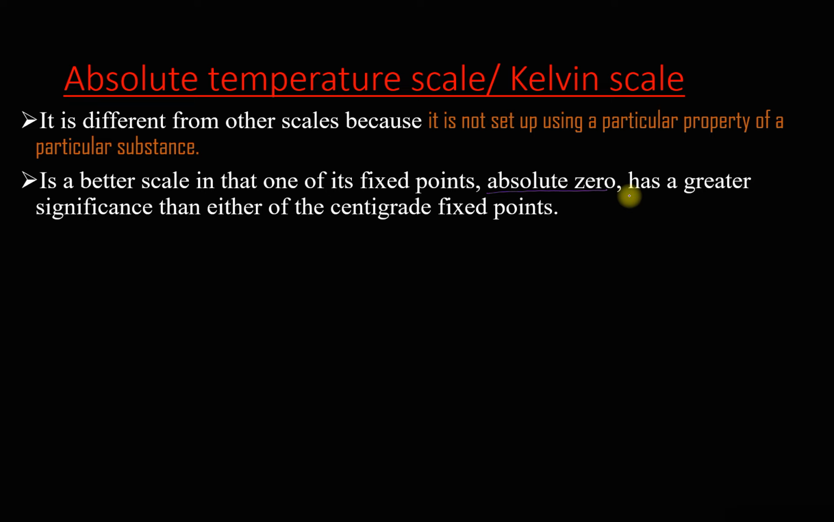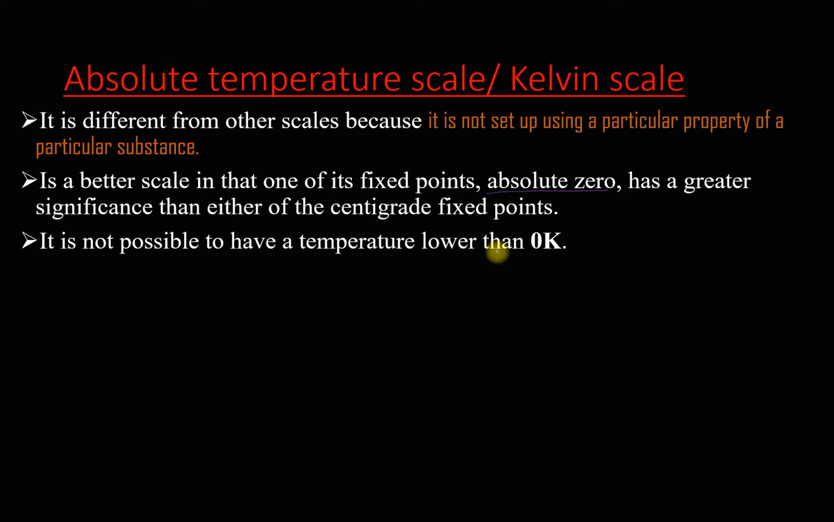It has a greater significance than the ice point, and than the steam point, because it does not change irrespective of where, since it does not depend on the properties of the substance, whether the substance is pure or impure. But for fixed points such as the ice point and the steam point, we saw that there was nothing unique about them, because they could even change if the ice or the water was impure. So this is a better scale in that one of its fixed points, the absolute zero, has a greater significance than either of the centigrade fixed points.